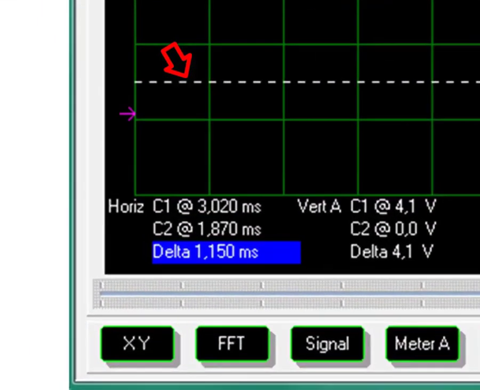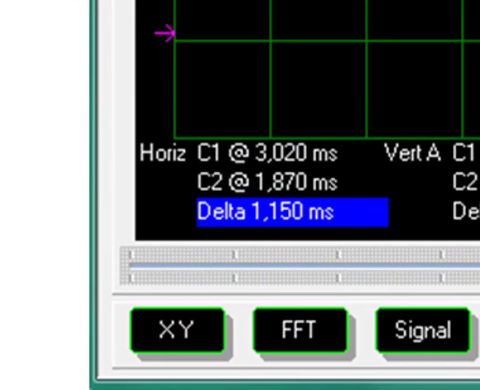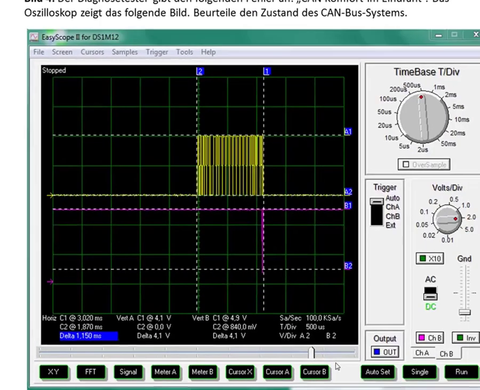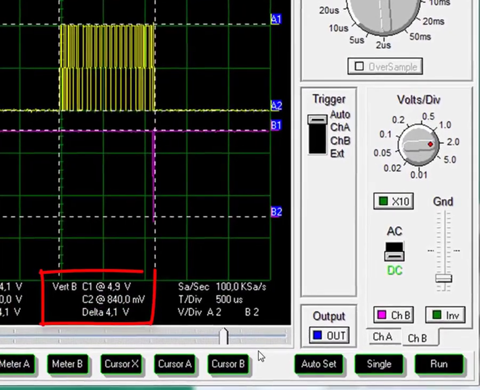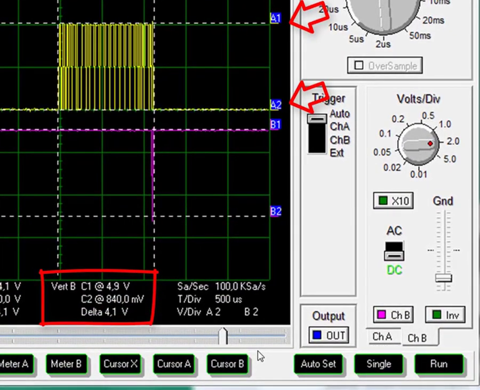In the bottom left corner of the picture, we can see how much time the transfer of the data package took. It took a total of 1150 microseconds. The signal has a voltage level of 4.1 volts, which is also tagged in the sections of A or B.